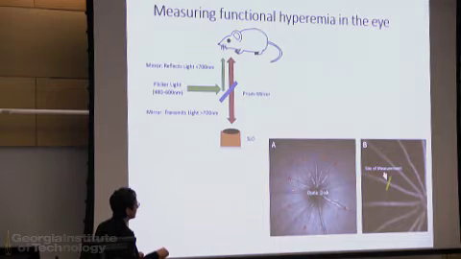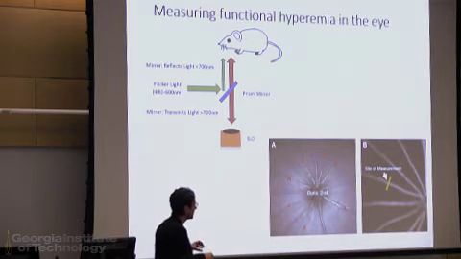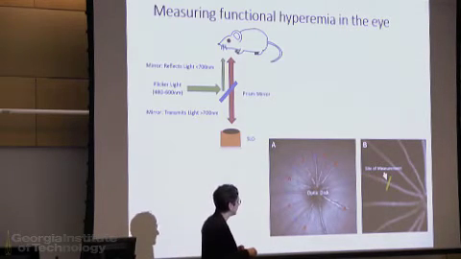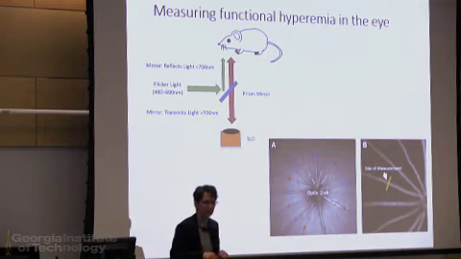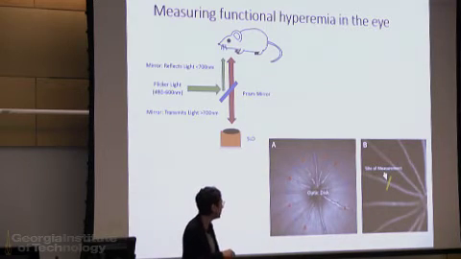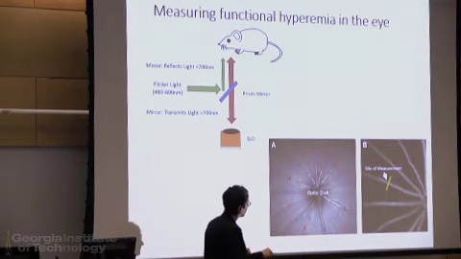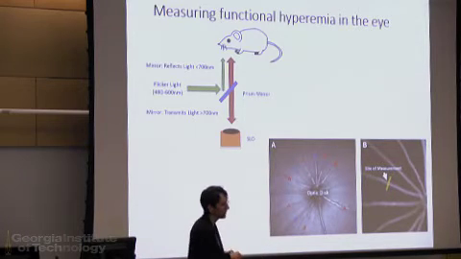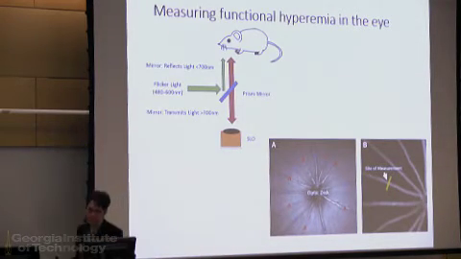So these are the different vessels. You can see veins and arteries have been labeled here. And as we flicker the light, I should also mention we add a dye into the blood vessels called ICG. And so this indocyanine green makes these blood vessels very visible. And then we're simply going to measure the diameter of that blood vessel in response to the flashing light.